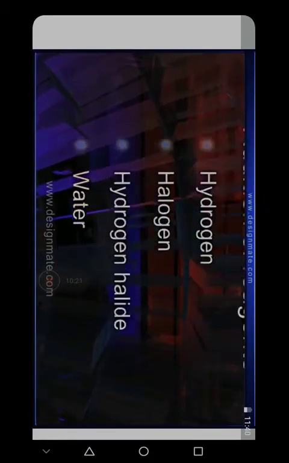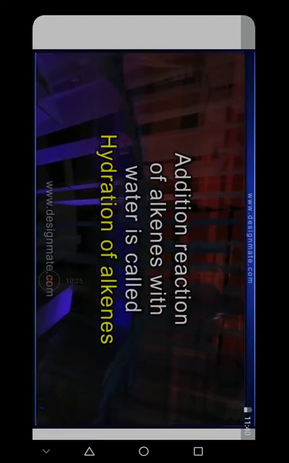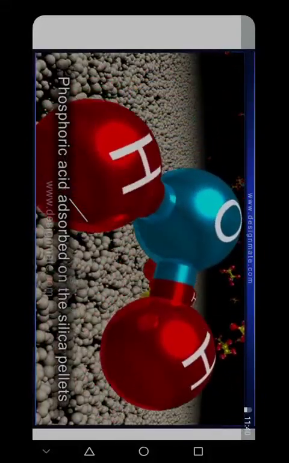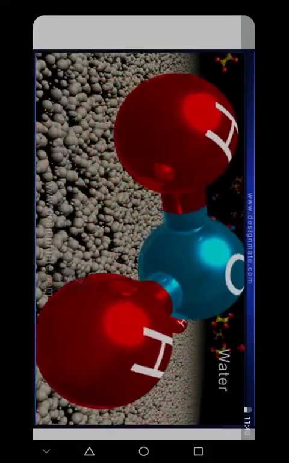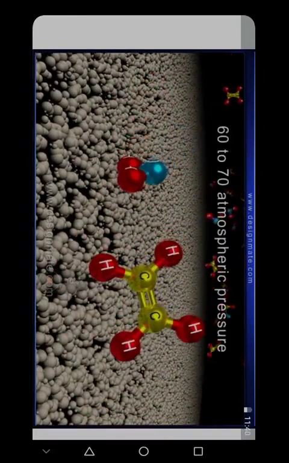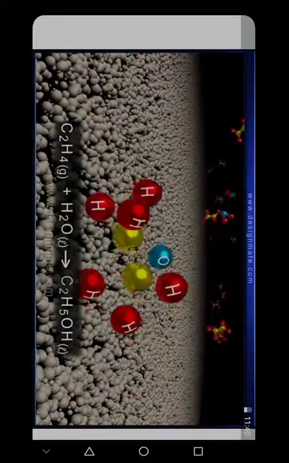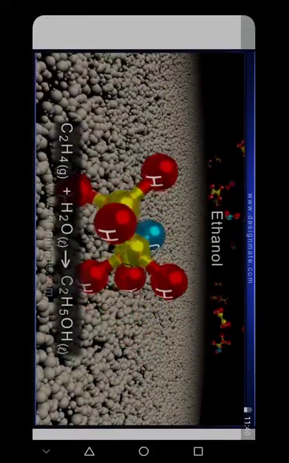Reaction with water. Addition reaction of alkenes with water is called hydration of alkenes. Ethene in the presence of phosphoric acid adsorbed on the silica pellets is treated with water at about 300 degrees Celsius and 60 to 70 atmospheric pressure. Here, the reaction between ethene and water gives ethanol.